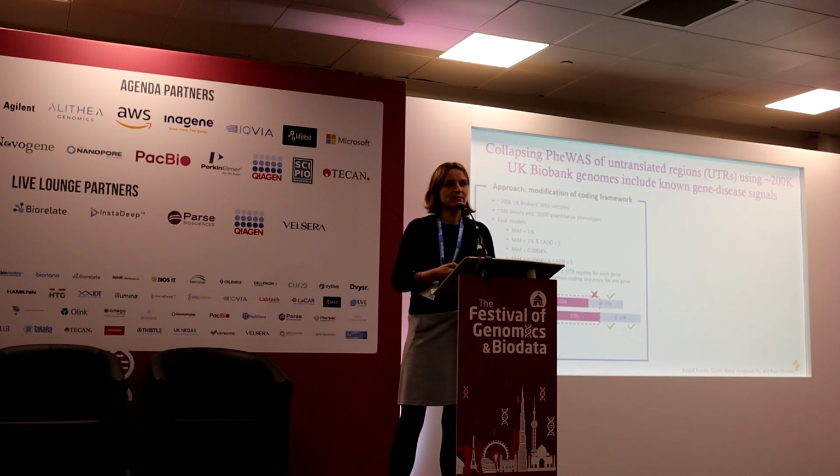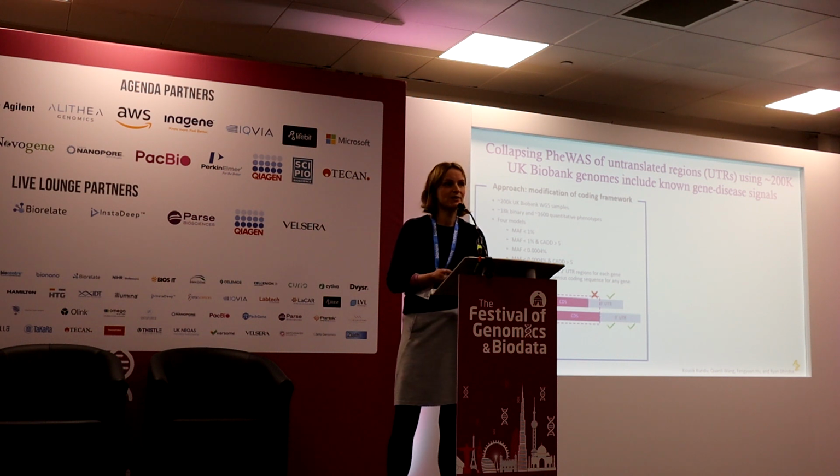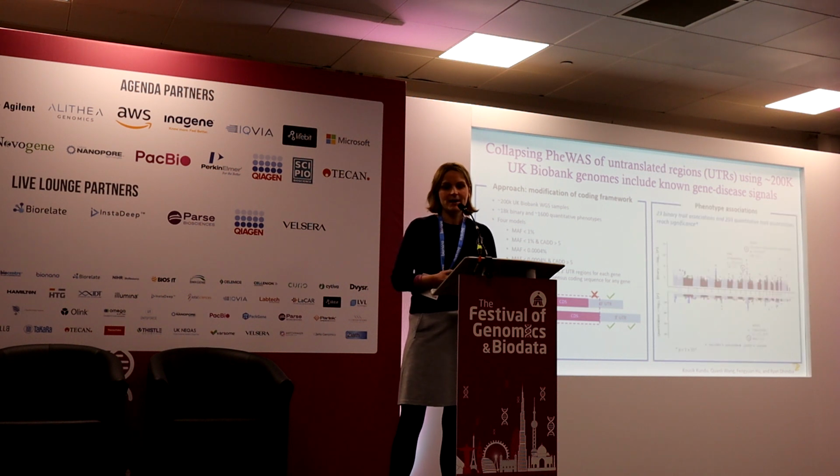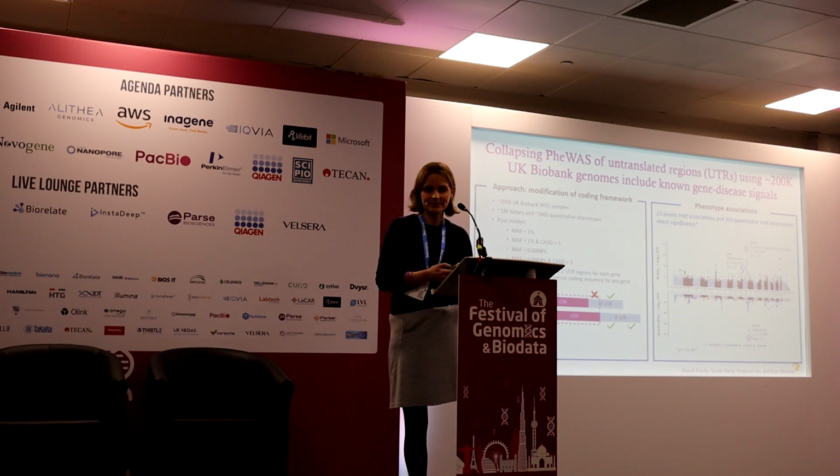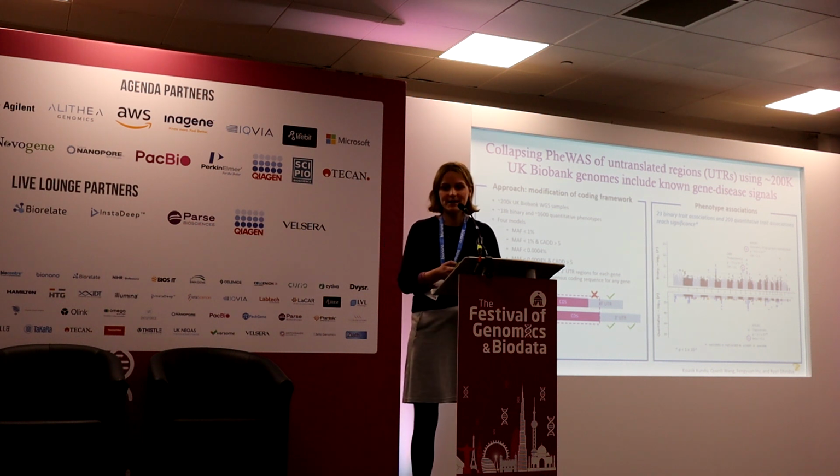And we have considered variants across the 3' and 5' UTR combined for the moment, but we might separate these out later. So these Manhattan plots show the result for binary phenotypes at the top and quantitative phenotypes at the bottom. And we've had around 24 binary traits and over 200 quantitative traits reach significance in this association analysis.